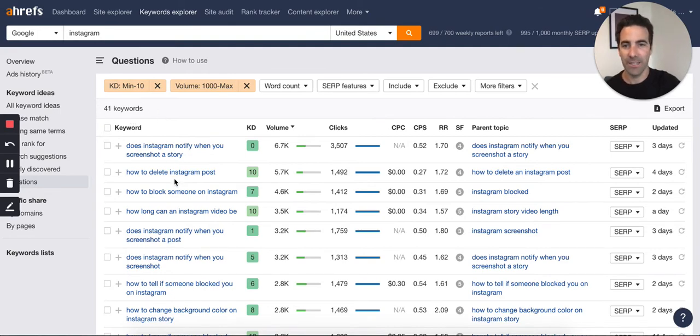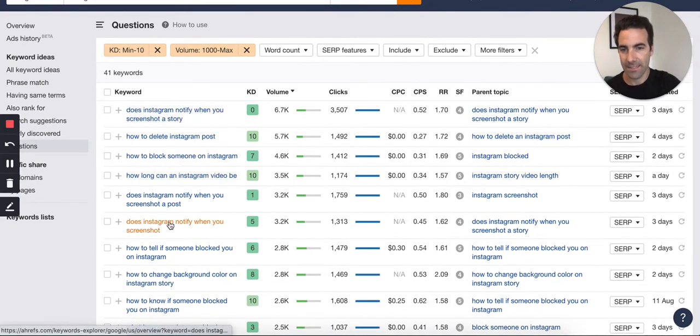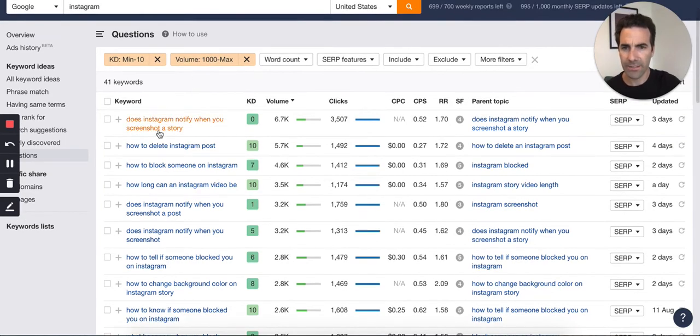41 keywords. Now, casting an eye down this list pretty quickly, I can see pretty much all of these keywords would be relevant to our niche. In other words, people searching for these keywords would also potentially be interested in social media automation. Looking at this top keyword, does Instagram notify when you screenshot a story? Ahrefs is saying the keyword difficulty on this is 0, and it's got a really good search volume, 6,700 searches a month. So this would be a really exciting keyword to go after.